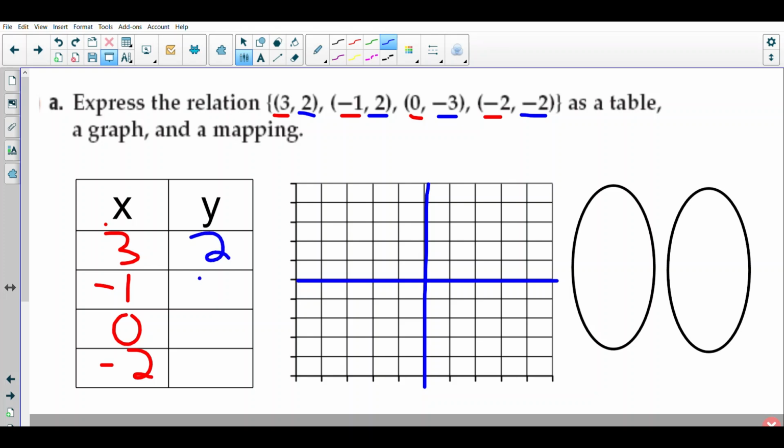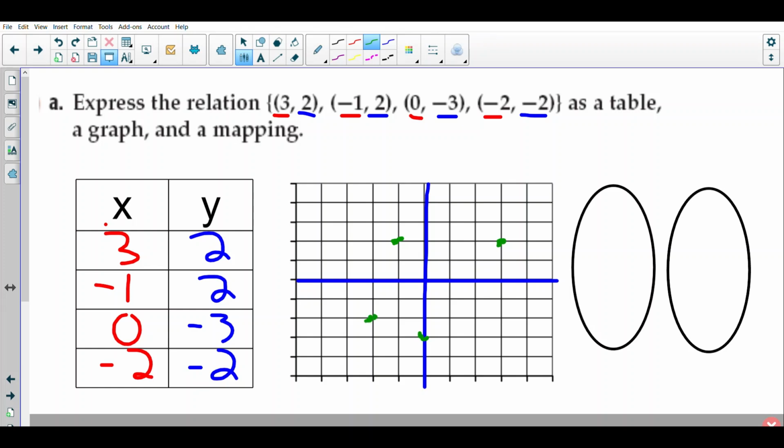For your y's, make sure you put them in the corresponding spots. 2, 2, -3, and -2. So they should be paired with their corresponding x's. Now we graph x. So 3, 2, we go over 3, up 2, -1, up 2, 0, -3, and -2, -2. So there we have them graphed.